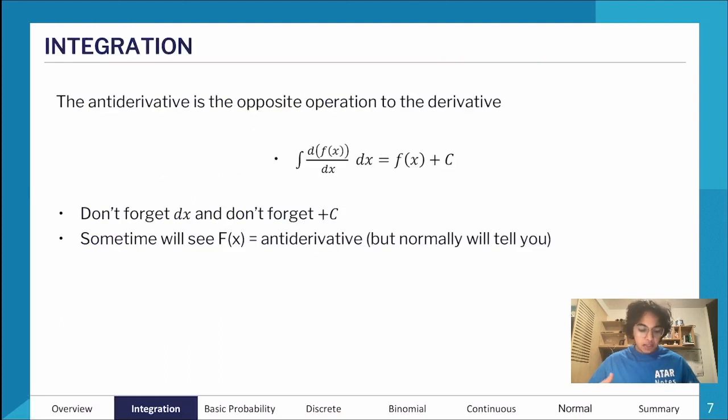All right, let's get started with integration. Integration, or taking an antiderivative, is the opposite of doing a derivative. If I have a derivative here, you can see it's df of x with respect to dx. That's taking the derivative of the function f of x with respect to x. If I want to reverse that and find the original function f of x, I can do this operation known as an integral. A lot of you would have encountered this maybe in Unit 1 and 2, and probably from school as well, hopefully.